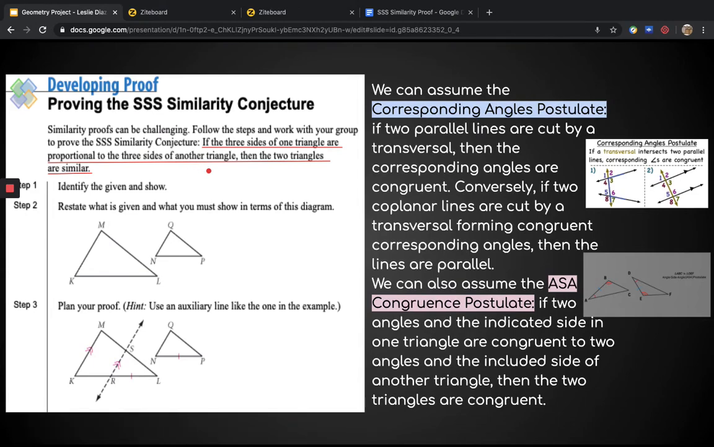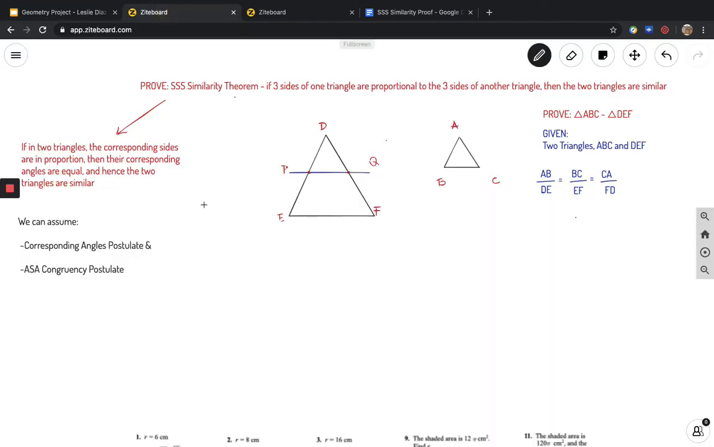And for this proof, we are going to assume the corresponding angles postulate, which says that corresponding angles that are formed by a parallel line are congruent, and the ASA congruency postulate, which says that if you have an angle and another angle and a side in a triangle, then the triangles are congruent. All right, so we're going to move on to this proof right here.